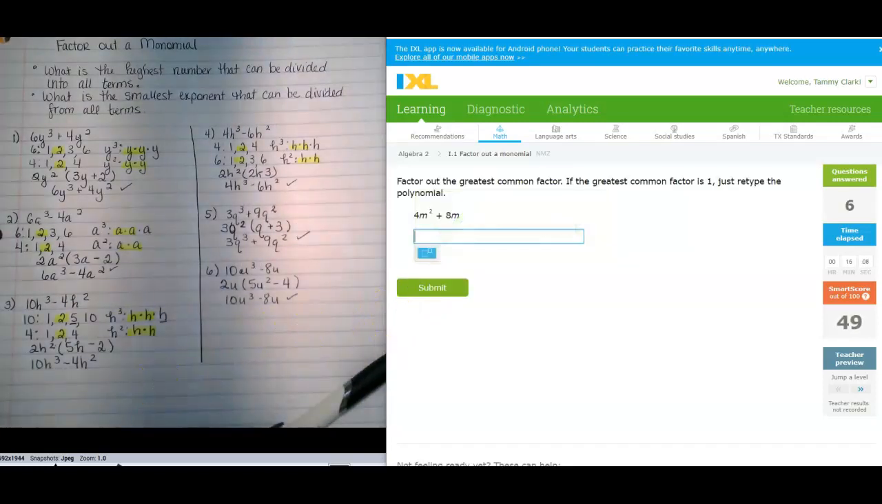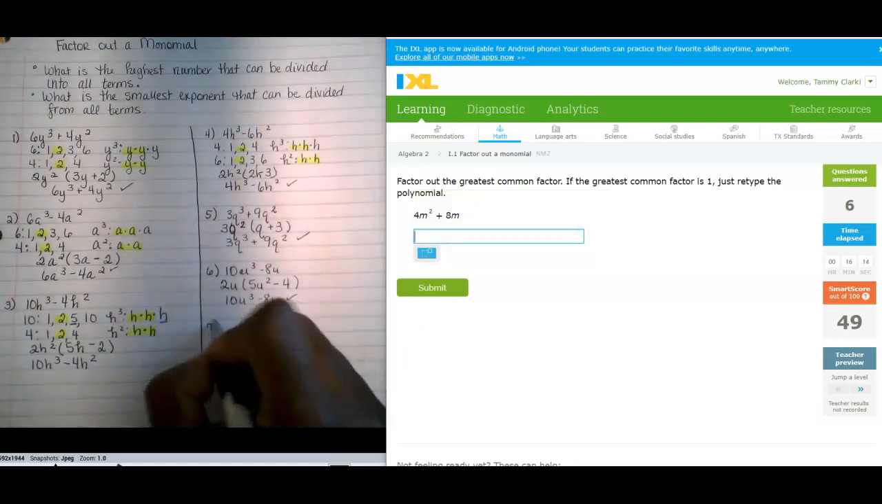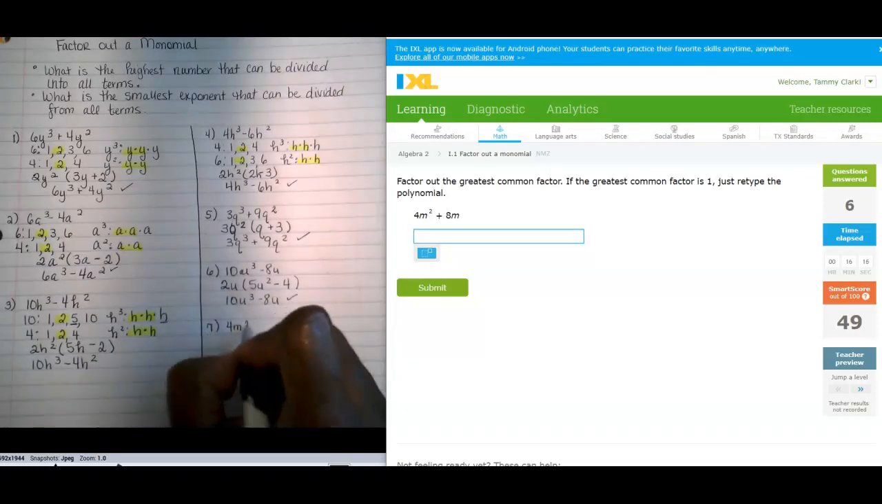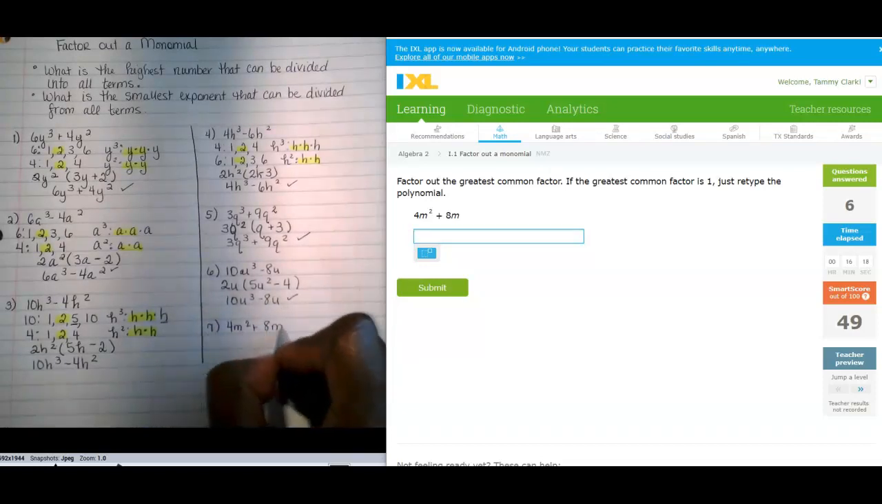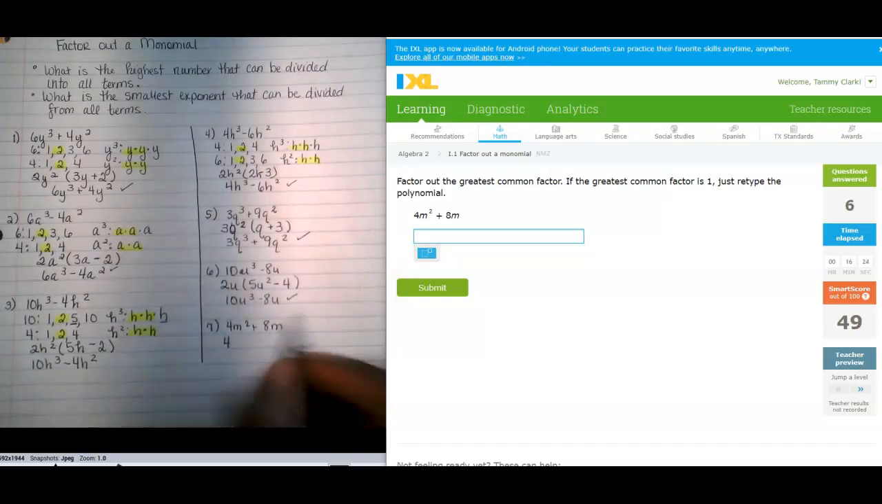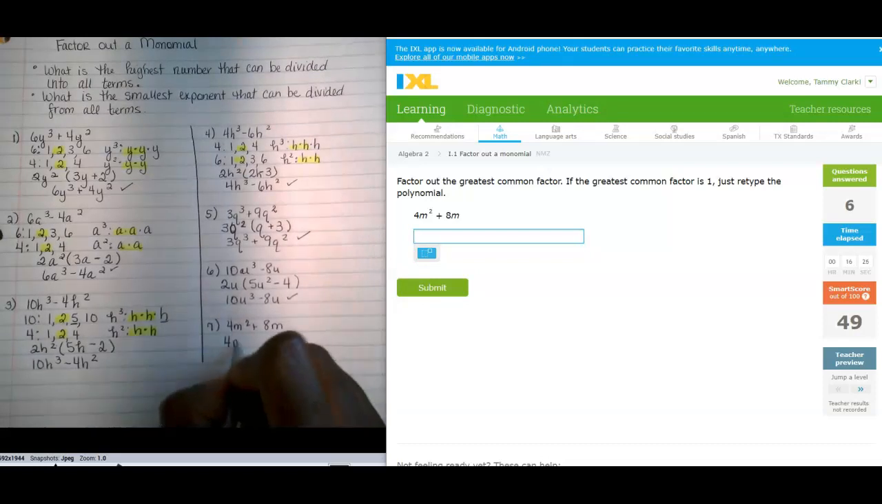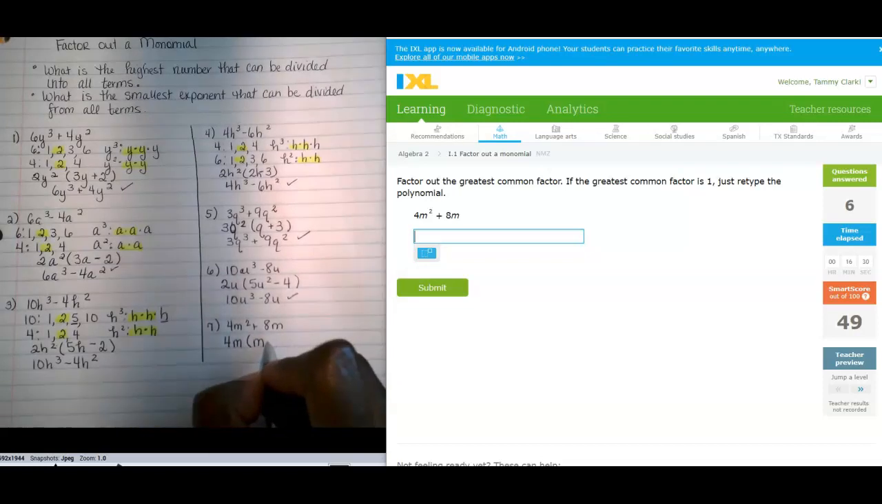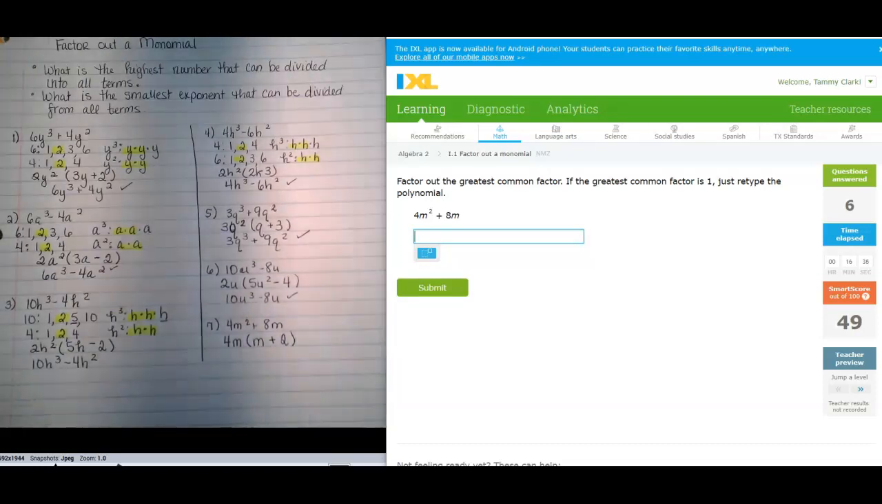Now we've got 4m squared plus 8m. Again, that's 4m squared plus 8m. And hopefully you're seeing that the largest common factor would be 4, because 4 goes into 4 and it goes into 8. The smallest number of exponents is m. That leaves us with m plus, what times 4 gives us 8? 2. So this would be our answer.